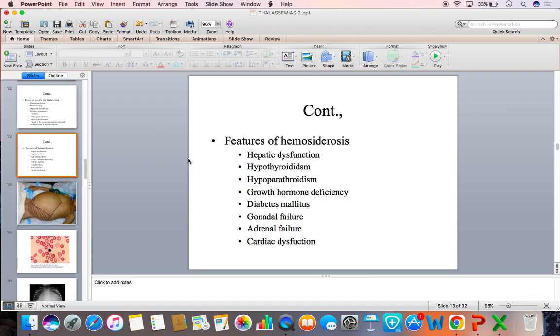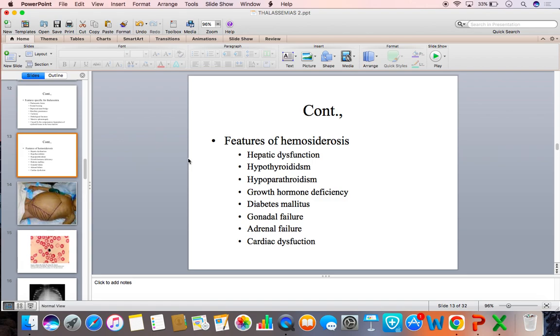Then this could be the plan of management that we are going to talk about in due course. What are the features of hemosiderosis? There is hepatic dysfunction because of the iron accumulation, and hypothyroidism, hypoparathyroidism, growth hormone deficiency, diabetes mellitus, gonadal failure, adrenal failure, cardiac dysfunction. These events occur in a chronological order.